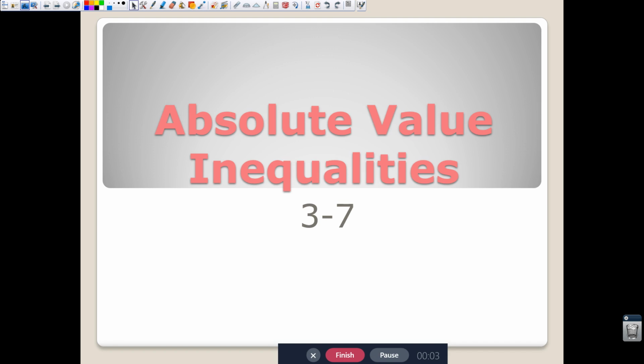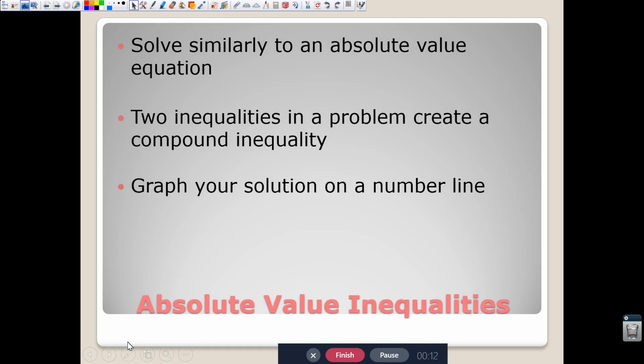So we've already solved absolute values, and we've already solved inequalities. So this is just a combination of the two. Okay? We solve similar to solving absolute value equations. There's going to be two inequalities in a problem, creating a compound inequality. And then we need to graph your solution on a number line.